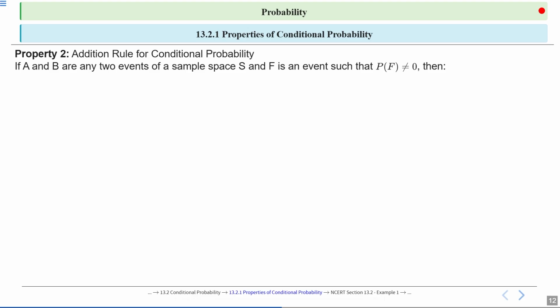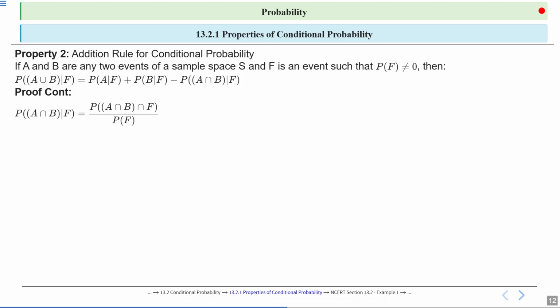If A and B are any two events of a sample space S and F is an event such that probability of F is not equal to 0, then probability of A union B upon F will be equal to probability of A upon F plus probability of B upon F minus probability of A intersection B upon F. So we were proving this. Probability of A intersection B upon F will be equal to probability of A intersection B intersection F upon probability of F.